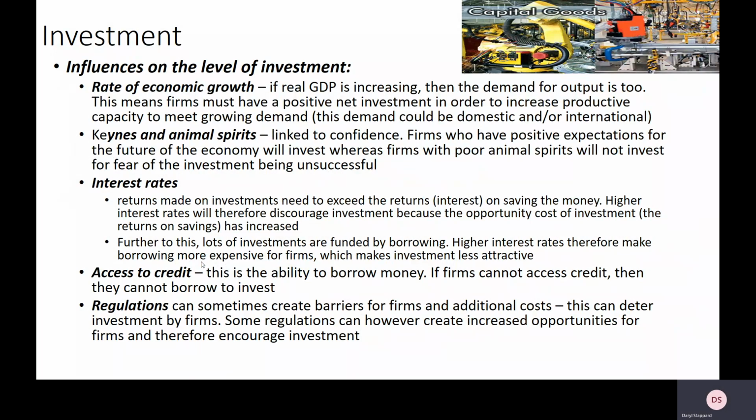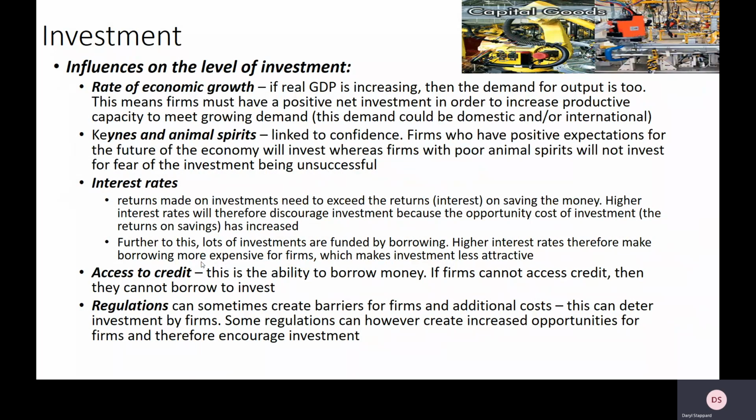Well, first of all, economic growth. If economies are growing and GDP is increasing, then firms are thinking, well, demand for output's growing. Firms therefore will need to have a positive net investment. In other words, what they've got to do is to increase their productive capacity to meet growing demand. So if they know that GDP growth is meaning the demand for their outputs increasing, it might mean they've got to increase their productive capacity by buying more capital like machines and factories in order to meet that growing demand.